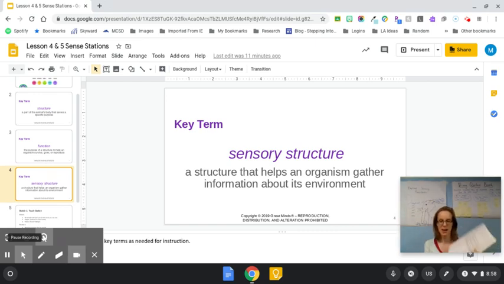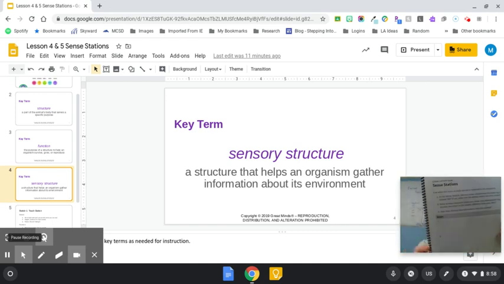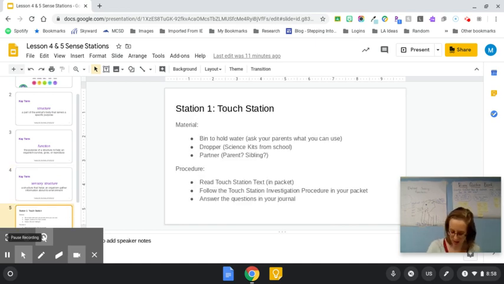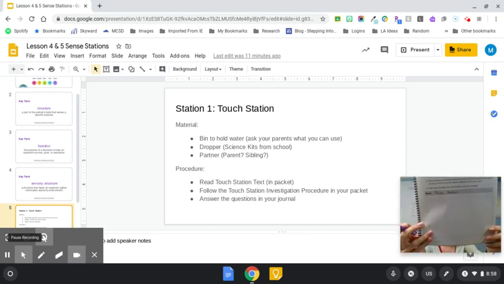I'm on page 9 of my science notebook, and if you can see, I'm going to zoom in a little bit here. It says sense, and then it doesn't list anything. The first sense that we are going to talk about today is going to be a touch station. So I could just go ahead and in my journal, label that the first sense I'm going to look at is touch station.